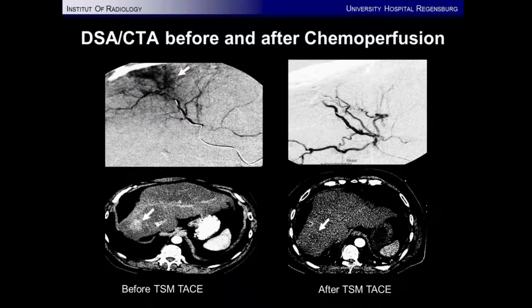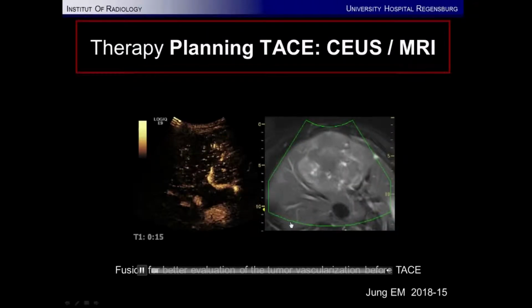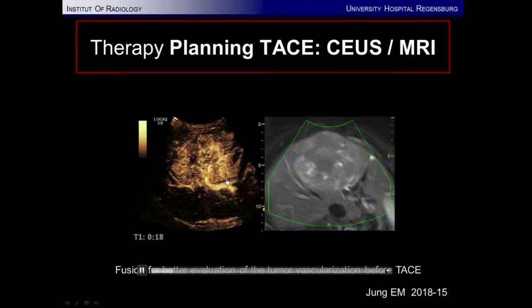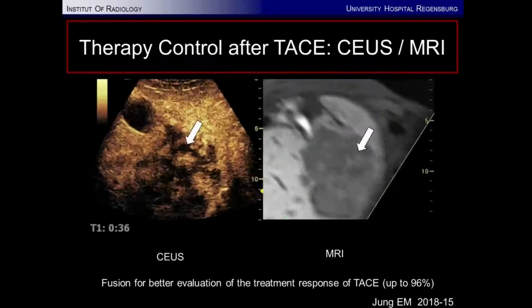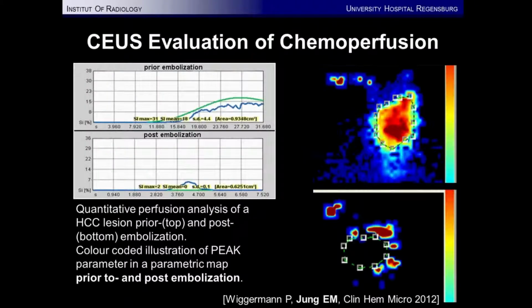It is helpful for very difficult cases. Look at this, a very, very big tumor in segment 8. We could reach complete devascularization using chemoperfusion. And I think for the first time all over the world, we use a combination with fusion imaging, not only for blending. We use intraarterial CEUS for optimizing chemoperfusion also in bigger HCC lesions, diameter more than 5 centimeters. And we have a very successful treatment also in these cases.